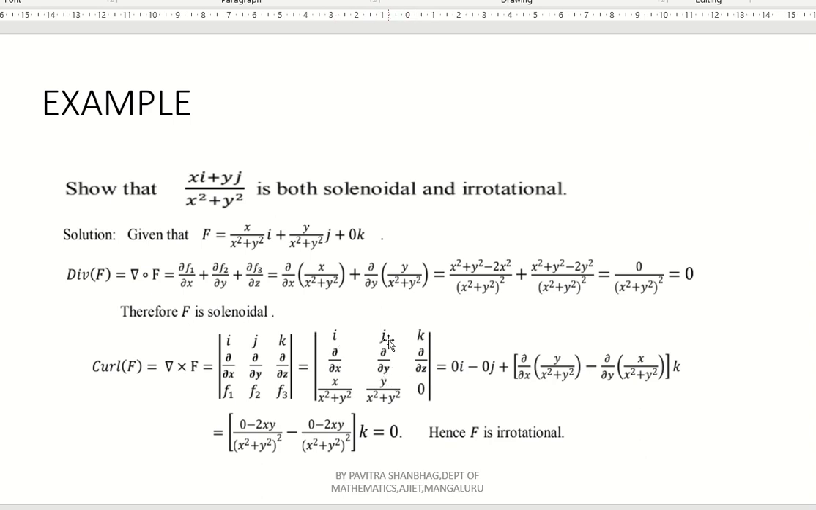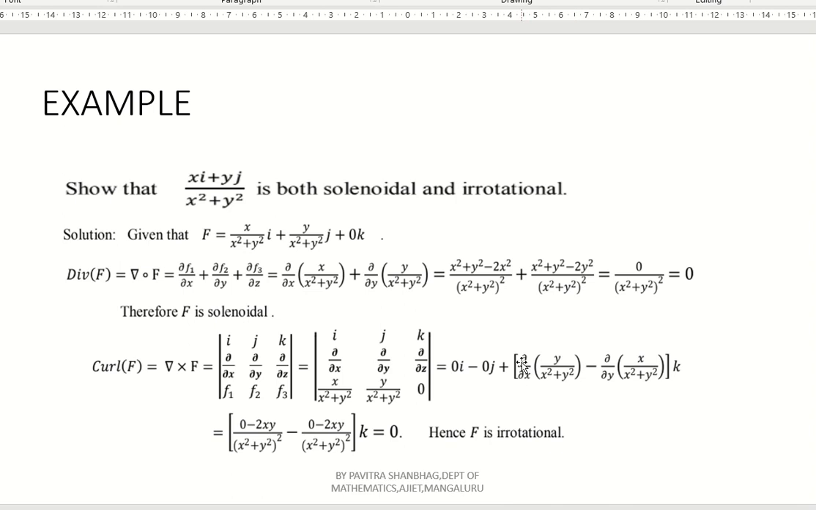Similarly, minus j into what? Leave that particular row and column. Dou by dou x of 0 is 0. Dou by dou z of this is again 0. So 0 j. What about k here? k. Now leave this particular row and column. Cross multiply. Dou by dou x of y by x square plus y square minus dou by dou y of x by x square plus y square. Now use the quotient rule properly. Along with that you have to remember the partial derivative concept.